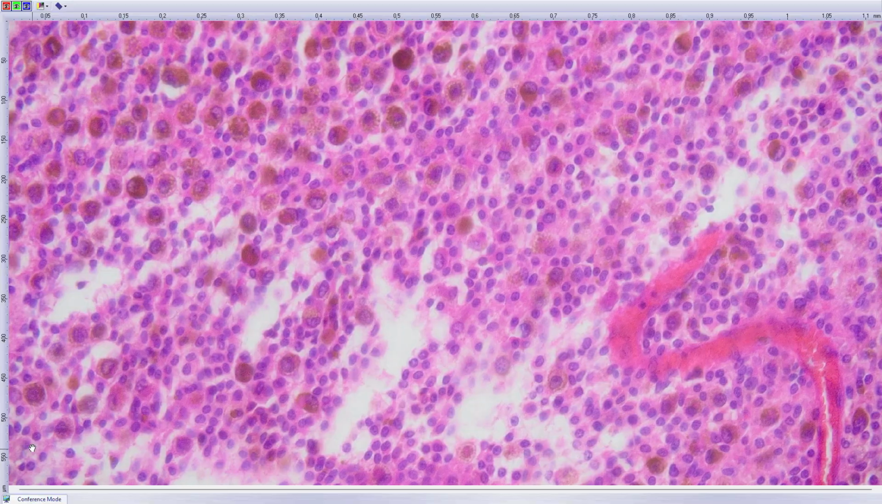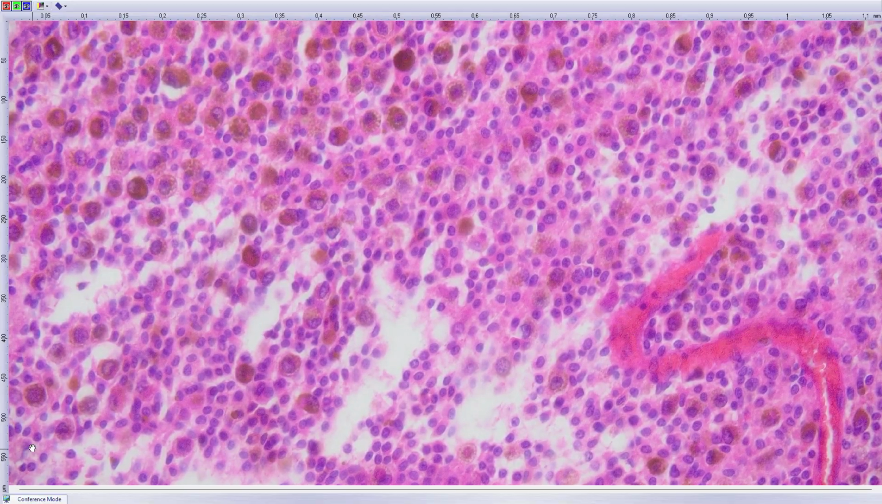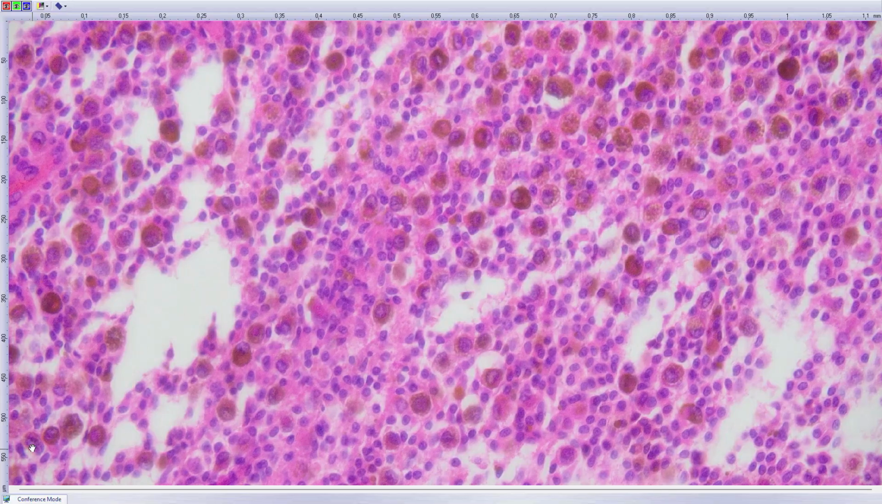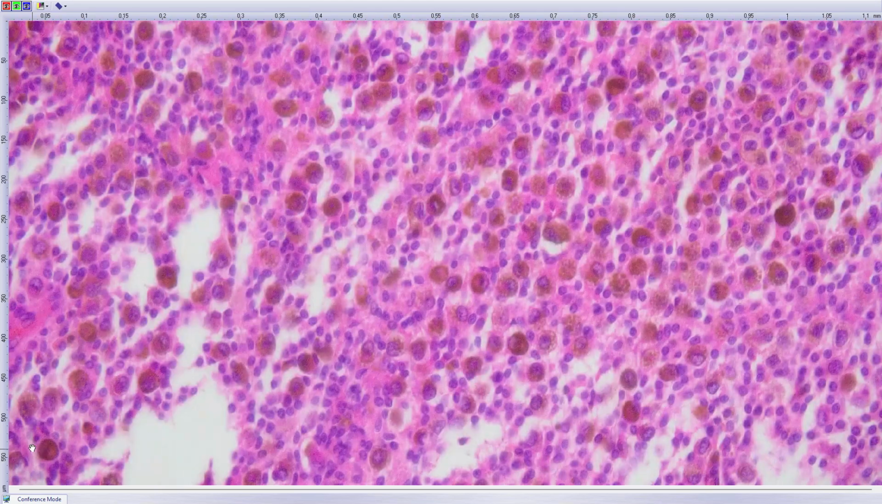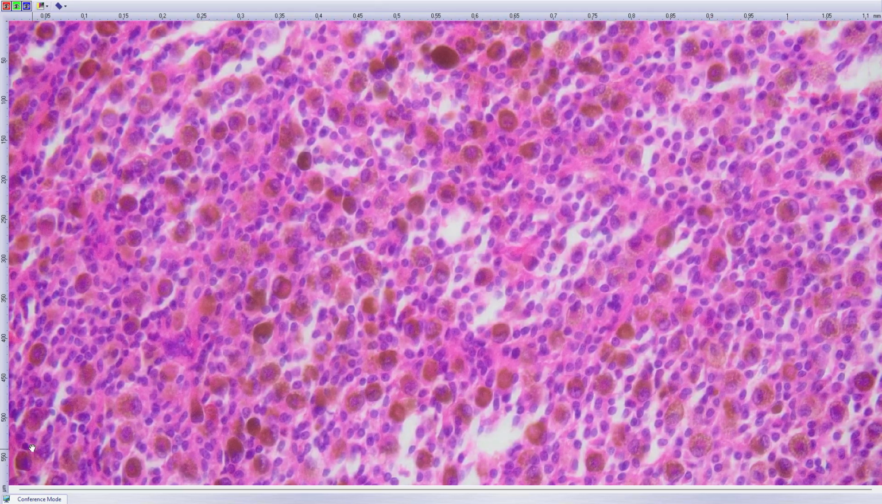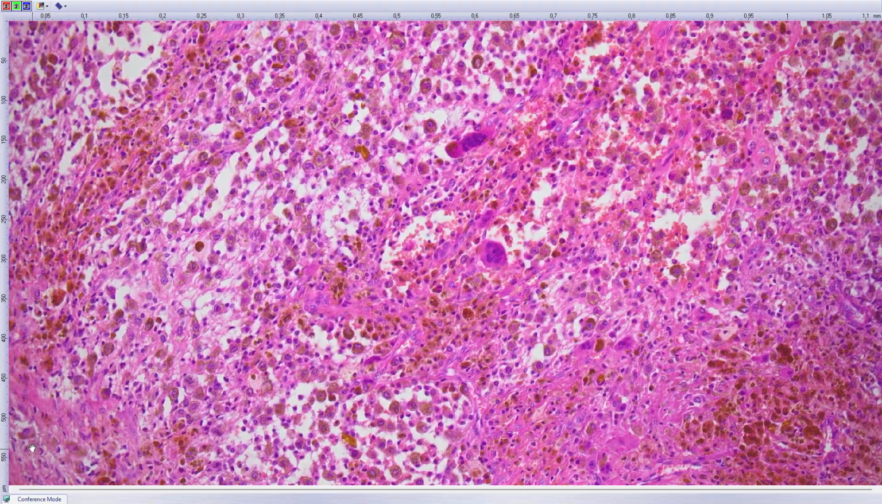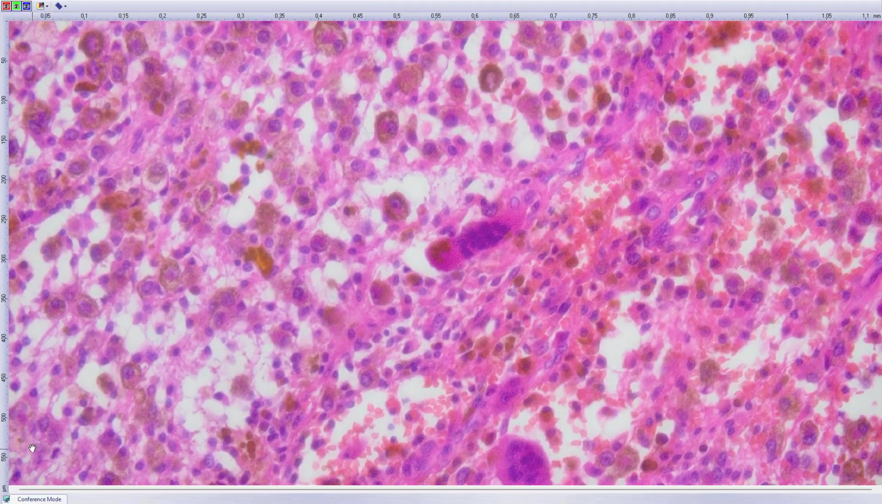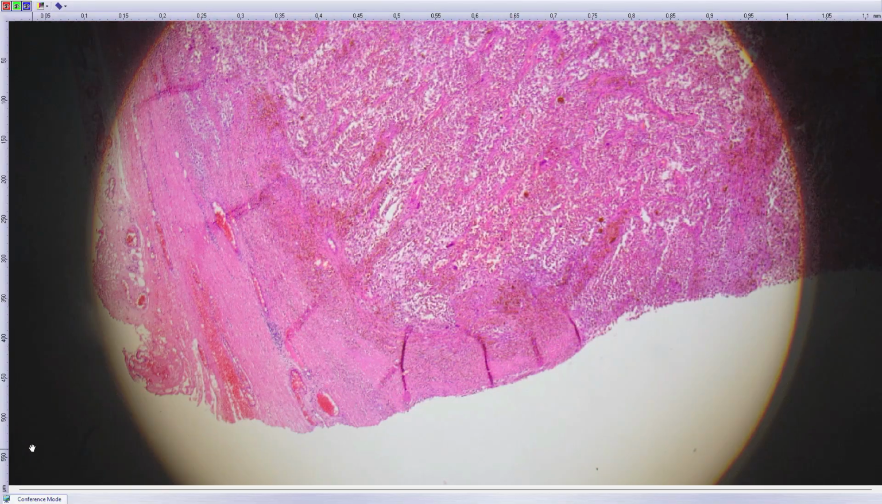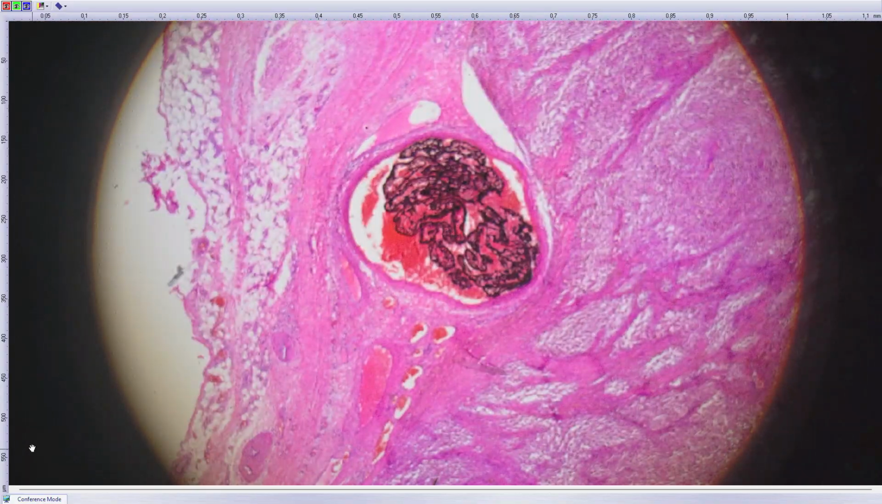You can see this mononuclear, quite monotonous looking cells. Some are pigmented and it will be hemosiderin. No mitotic figures, no big atypia, and in addition to this component, there are some multinucleated giant cells, not very frequent here in this example. They are there.